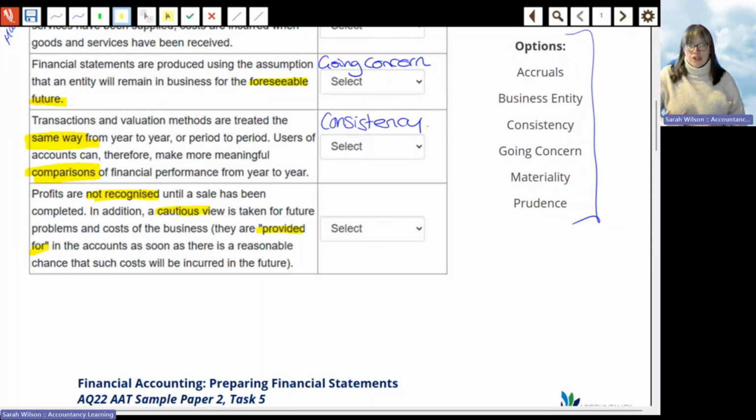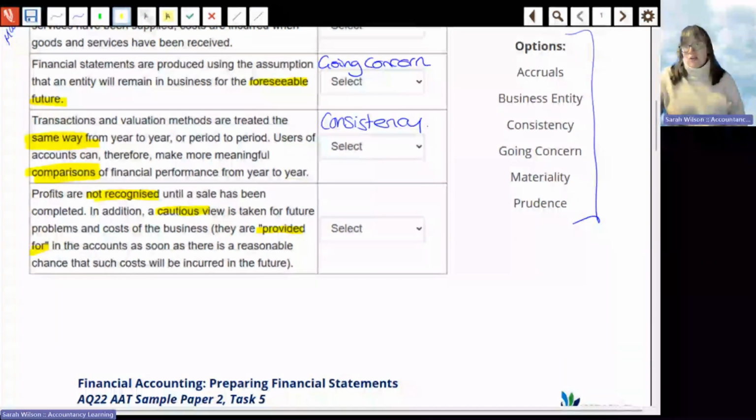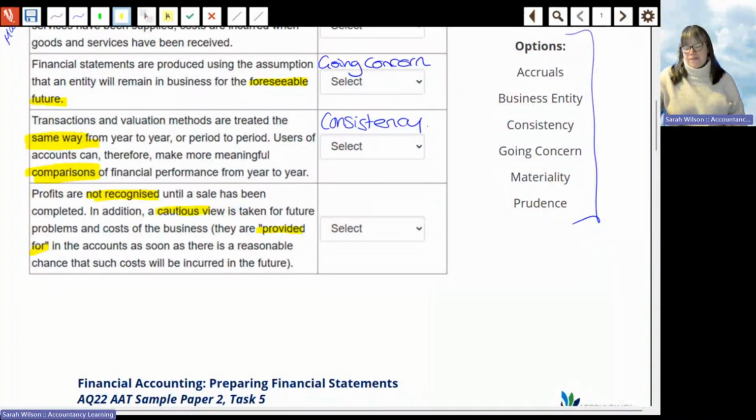So this cautious way of working means that, for example, when we do our doubtful debts, we're providing for a percentage of customers that may not pay their invoices. So that means we are being prudent. So this is the principle of prudence. It's about providing. So if you remember provision, prudence, we've got the same P there. So it's doing provisions and making sure that we have that cautious outlook.